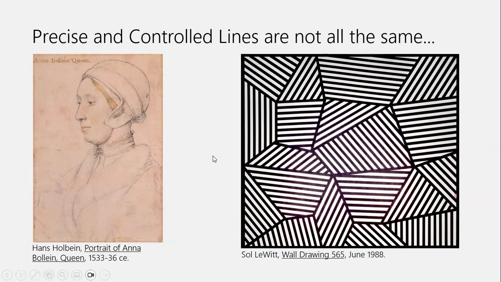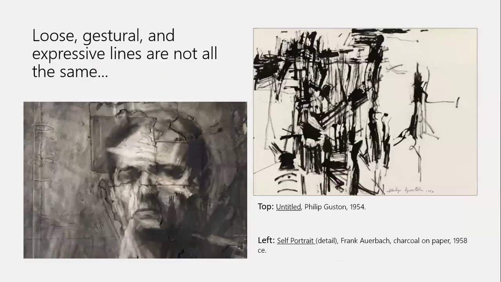Okay, so one point I want to make here is that, just like we were saying earlier, there are a lot of different ways of being loose and gestural. There are also a lot of different ways of being tight and controlled. So don't assume that it means looking exactly one way or another. Loose and expressiveness does not always look the same.